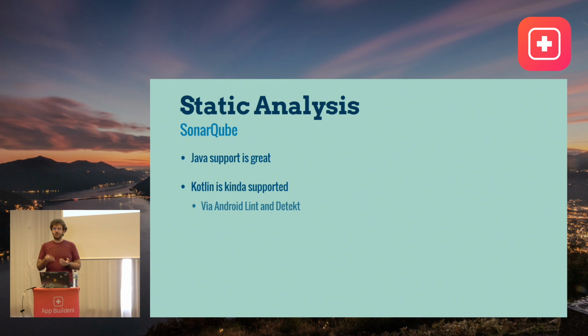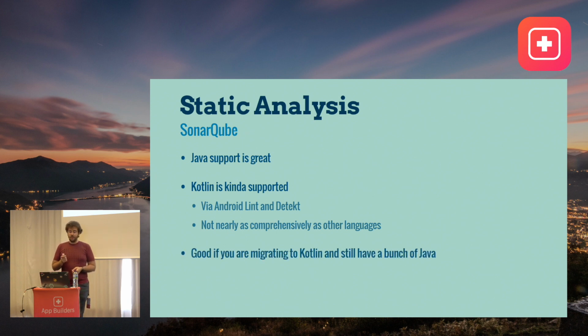Now, the difference from Java, for example, is that SonarQube, besides using other tools, like it can look at the output of checkstyle, PMD, FindBugs, whatever, also has built in a lot of rules and a lot of checks that are incredibly valuable. Those are not there yet, at least not last time I checked, but I think they're going to get there eventually. It is not nearly as comprehensive as for other languages, though, unfortunately. But it's still very good to have it if you're in the process of migrating a code base from Java to Kotlin.